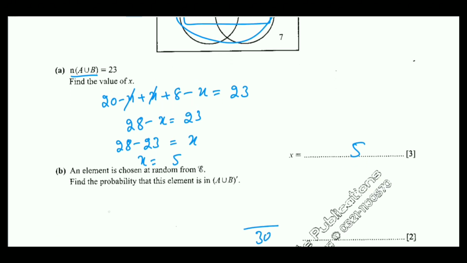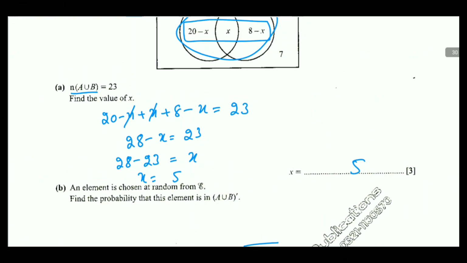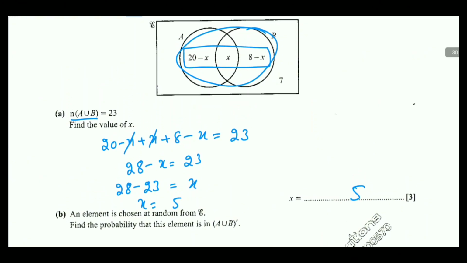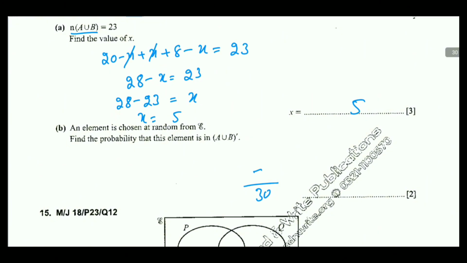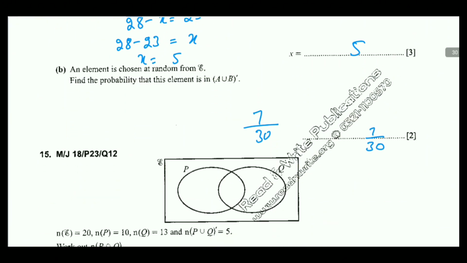Okay, find the probability that this element is in A union B complement. A union B complement means not A union B. So not A union B is 7 here. Simple, 7 by 30. The required answer is 7 by 30.